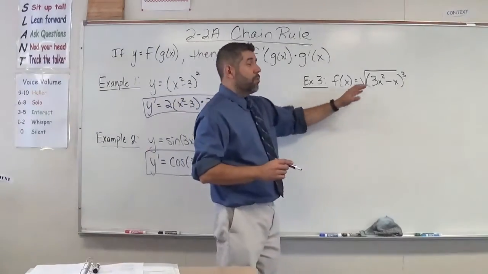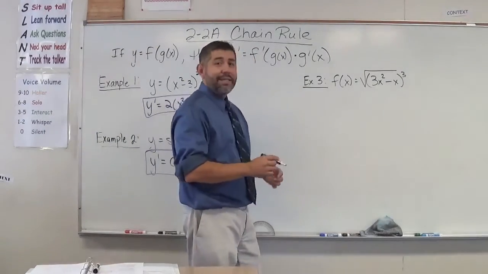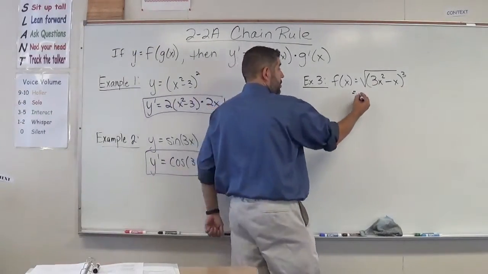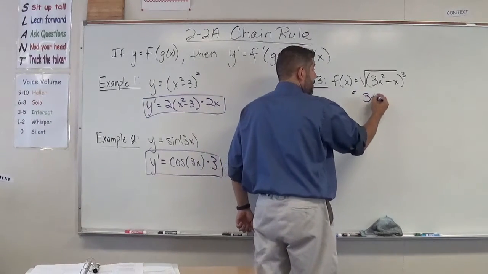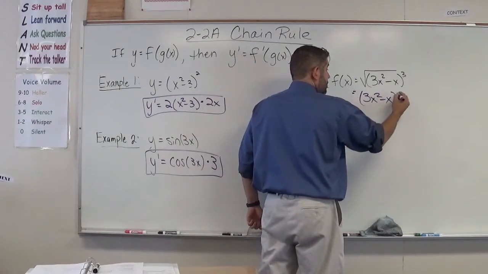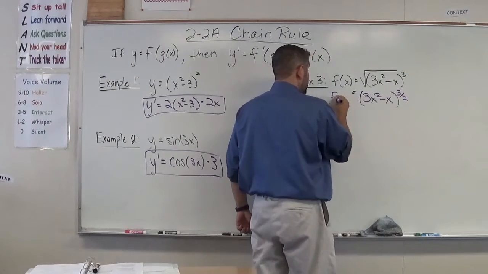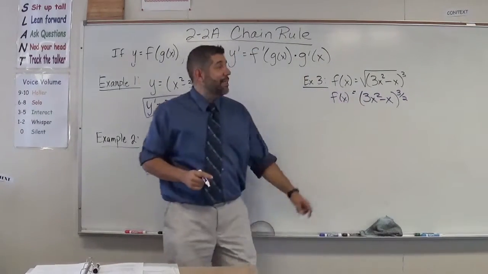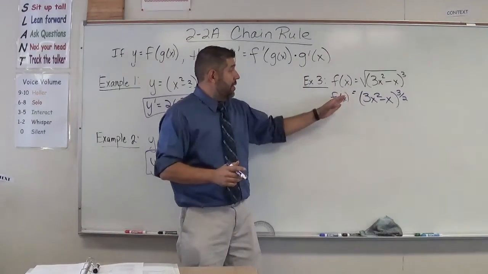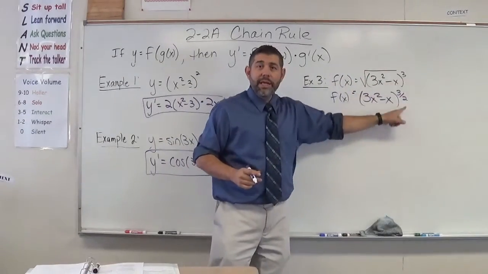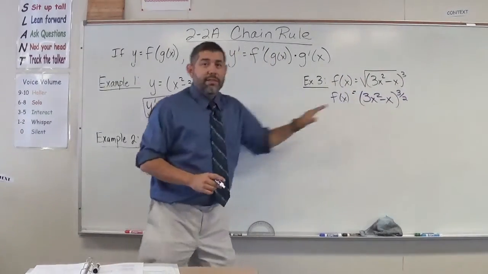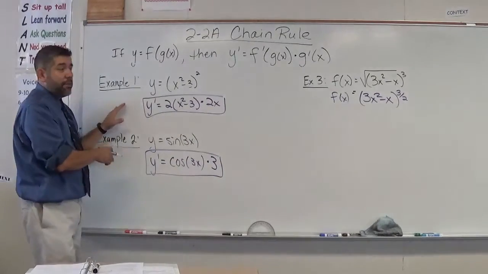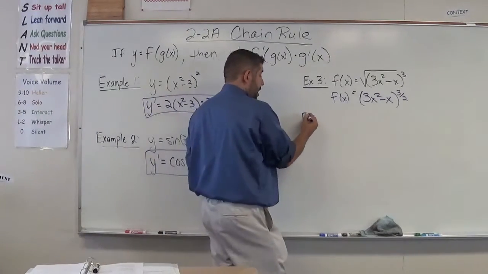f of x equals the square root of 3x squared minus x cubed. First thing I'm going to do is change this to 3x squared minus x to the 3 halves. Now if you're asking how I got that, I changed the square root to the 1/2, and then I just multiplied the 1/2 times the 3 to get 3 halves. This is a similar problem to our first example. So we're just going to do the same thing, chain rule.